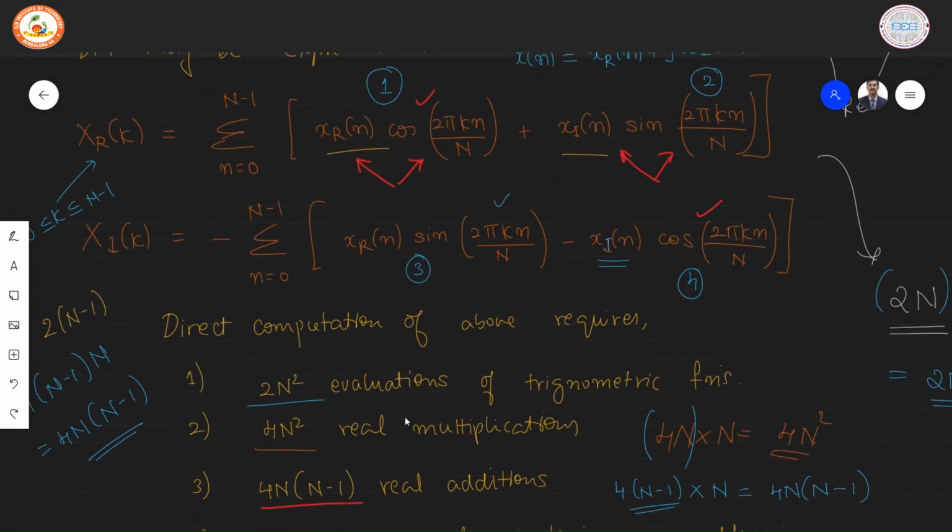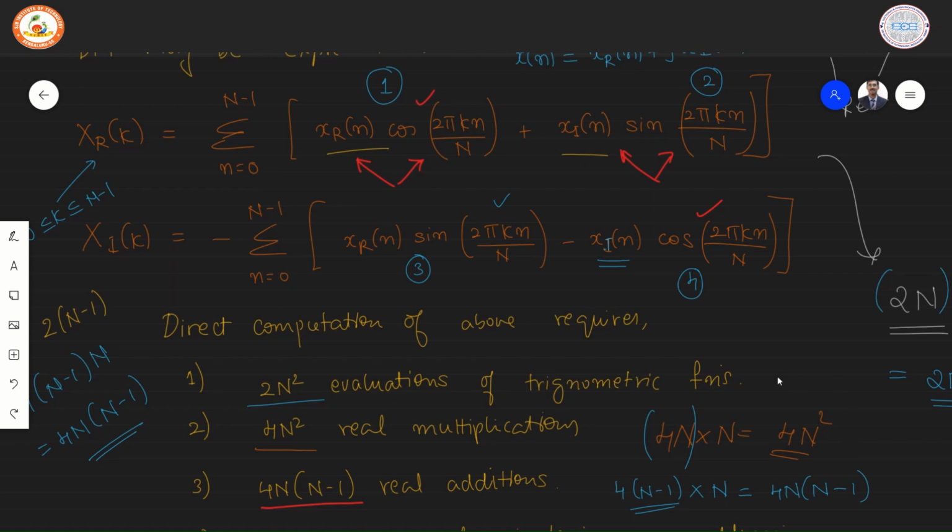The number of real multiplications is said to be 4N square, which can be easily tested because here the numbers 1, 2, 3, 4 can be counted as 4 real multiplications. Like this, there are N terms in the equation. Therefore, we can say it is 4 times N, and this has to be evaluated for N different values of k. Therefore, the total number is 4N square.